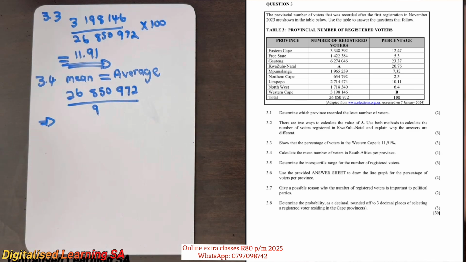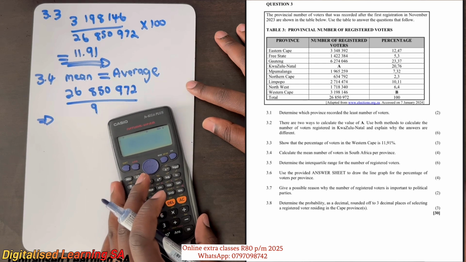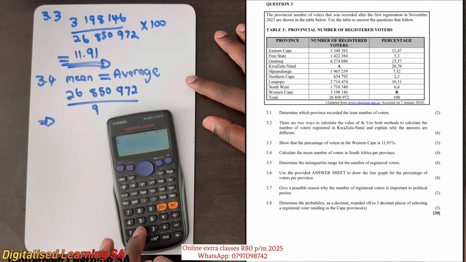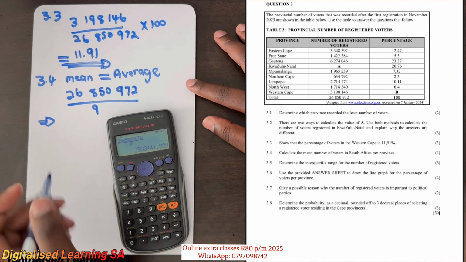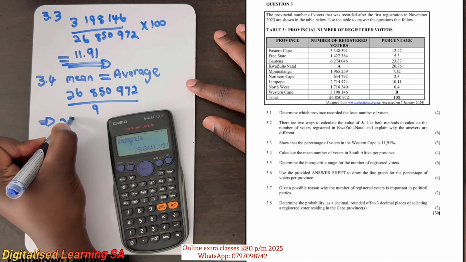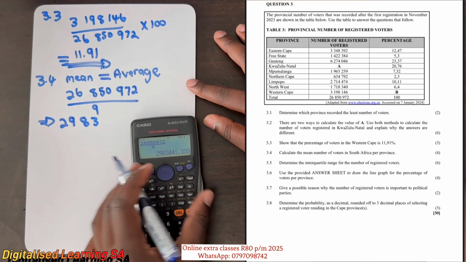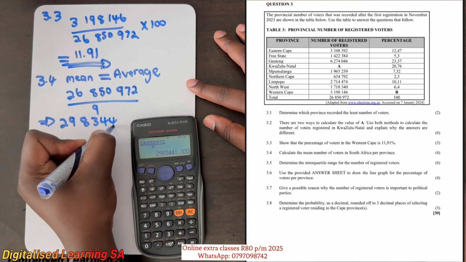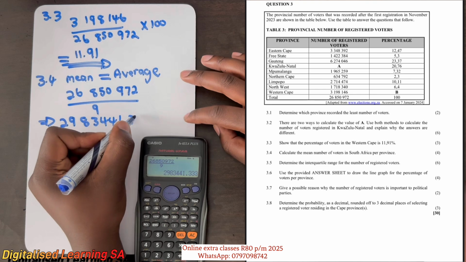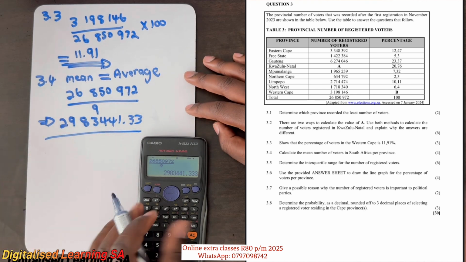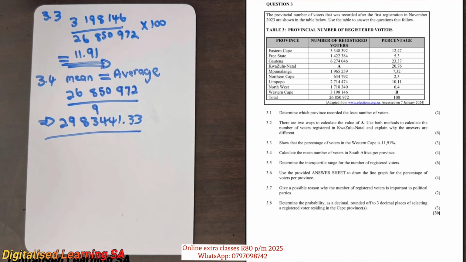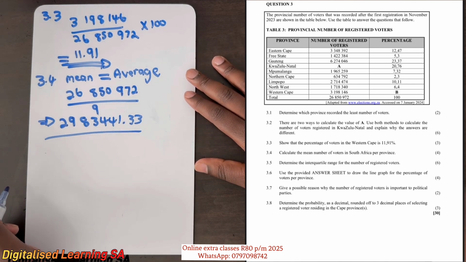So let's quickly do that. We need to say 26,850,972 divided by 9. And our answer will be 2,983,441.33. So this will be our mean.